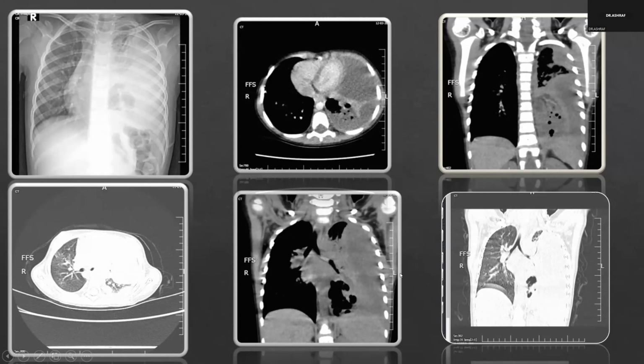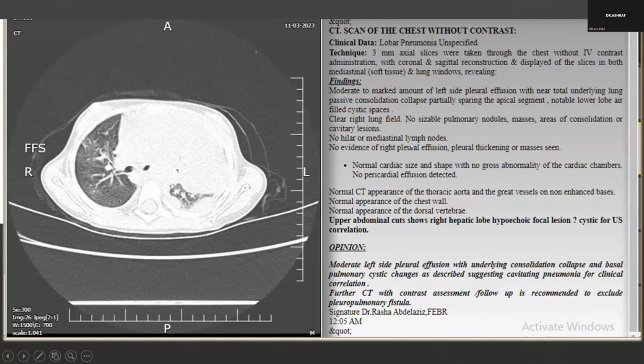Cystic lung here, here, and here. So ultrasound, I think, is better than the CT for the effusion, because we can tell whether there is septation or not septated. I will show you. I did an ultrasound.